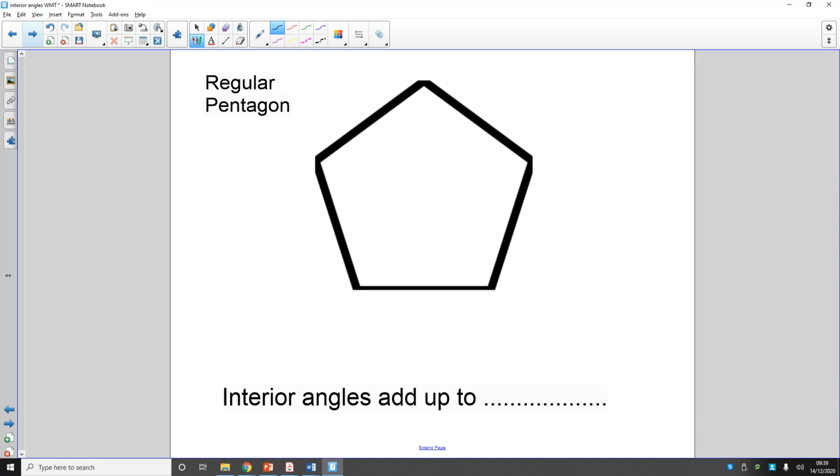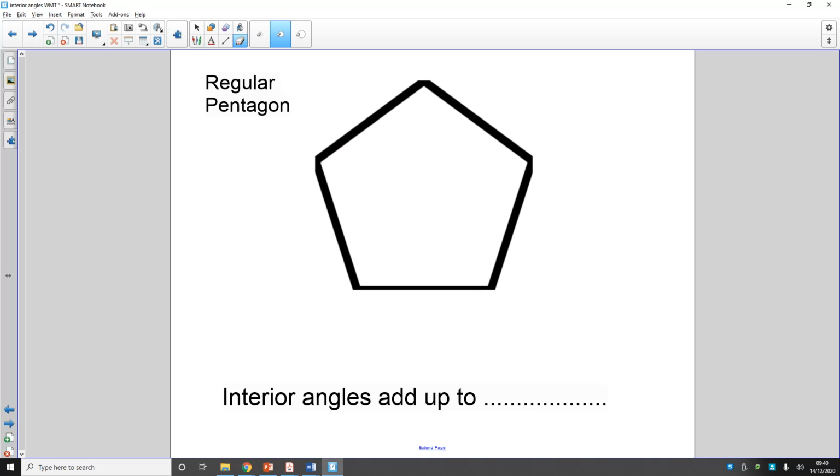So if we have a look at this shape, it's called a regular pentagon. The word regular is used when all five sides of this shape are equal in length, and all the interior angles of this shape are equal in size. But what do we know? Well, in order to work out what those five angles add up to, we need a way of doing it. We know that triangles add up to 180 degrees. We know that all four-sided shapes add up to 360 degrees. What about a five-sided shape? What will all the angles add up to in that shape here?